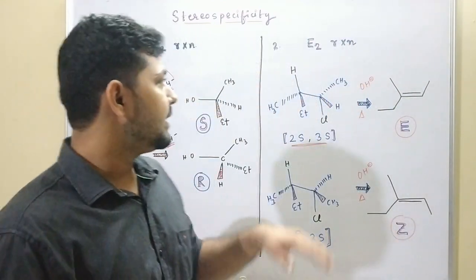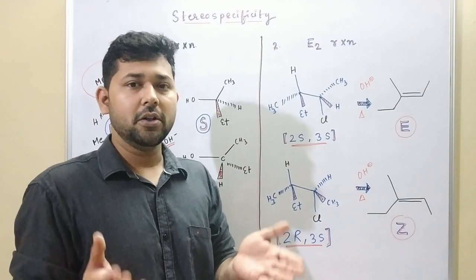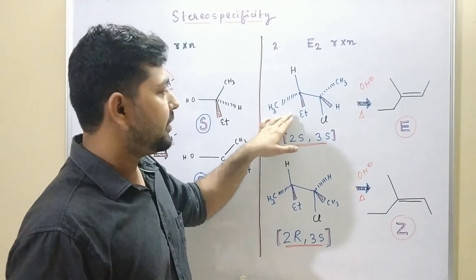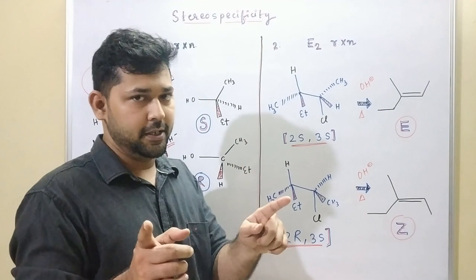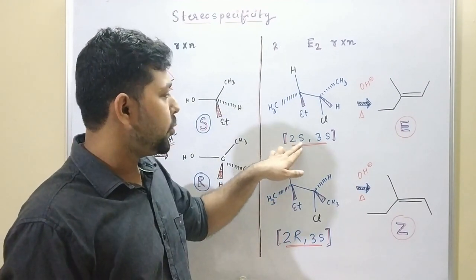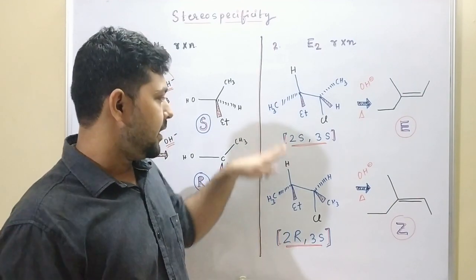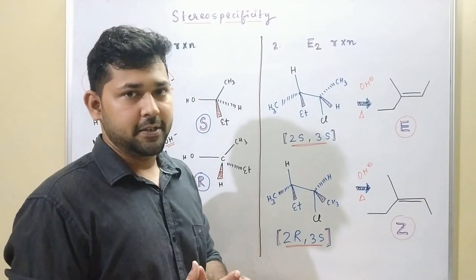Again, we're going to understand this thing through an elimination E2 reaction, which is also stereospecific. Let's begin. So here we have reactant 1 and reactant 2. Both have a relation: yes, both are stereoisomers. You can check through the configuration, 2S3S and 2R3S. You can see the configuration is quite different and they both are stereoisomers.